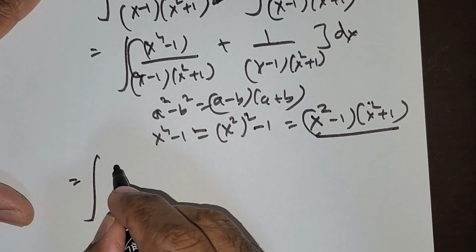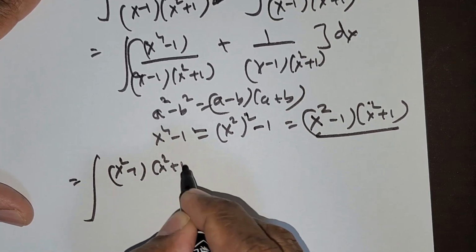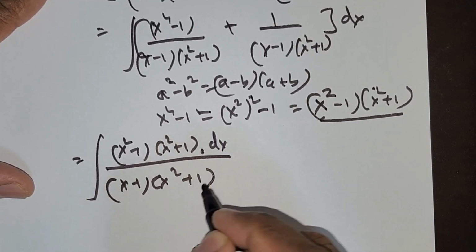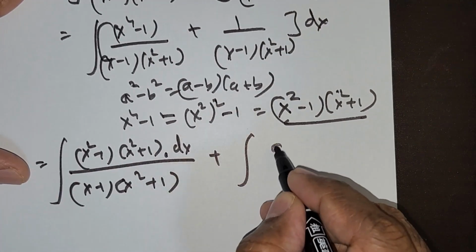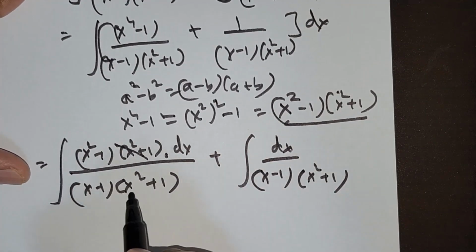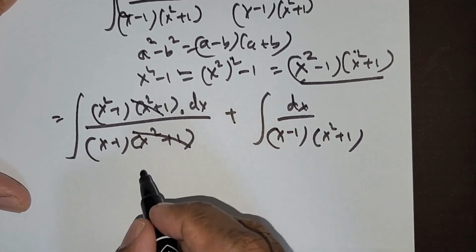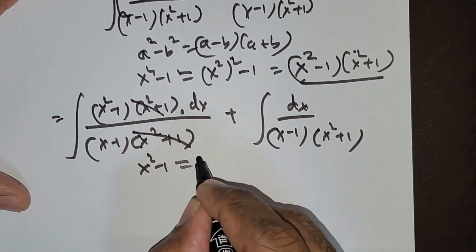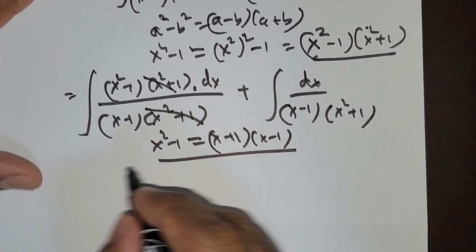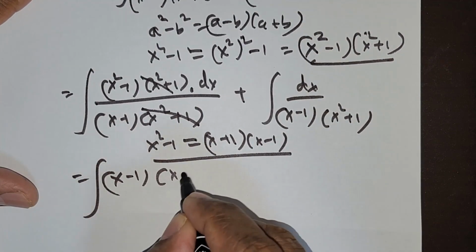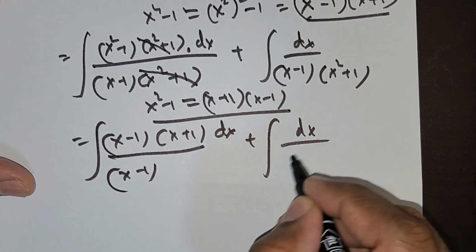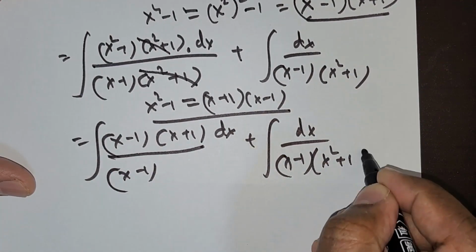So this is equal to the integral of (x² - 1)(x² + 1) dx divided by (x - 1)(x² + 1), plus the integral of dx over (x - 1)(x² + 1). Now x² + 1 and x² + 1 get cancelled. Now again x² - 1 can be rewritten as (x + 1)(x - 1), or (x - 1)(x + 1). So this is equal to (x - 1)(x + 1) dx divided by (x - 1), plus the integral of dx divided by (x - 1)(x² + 1).